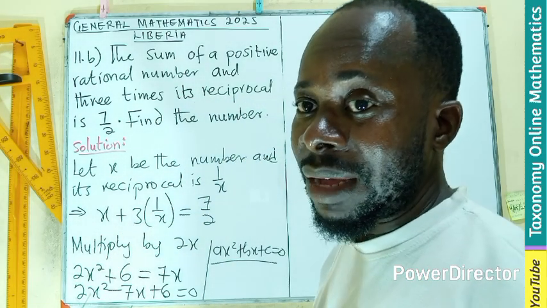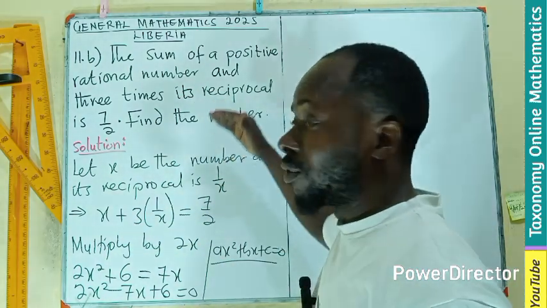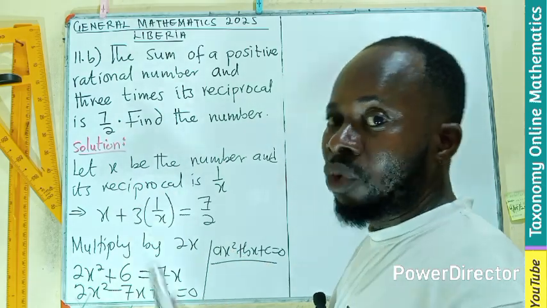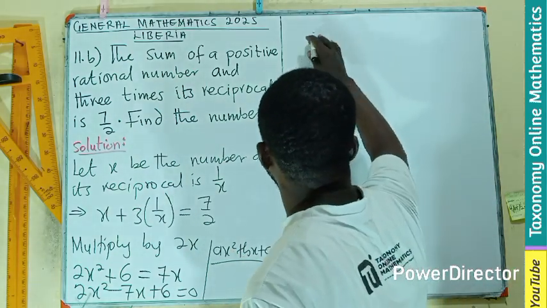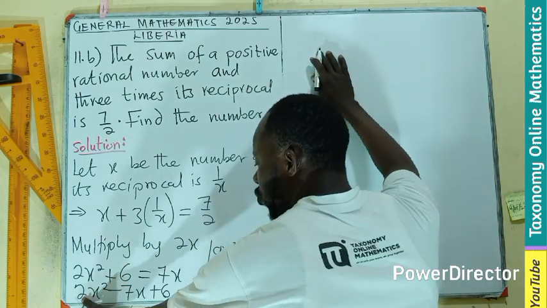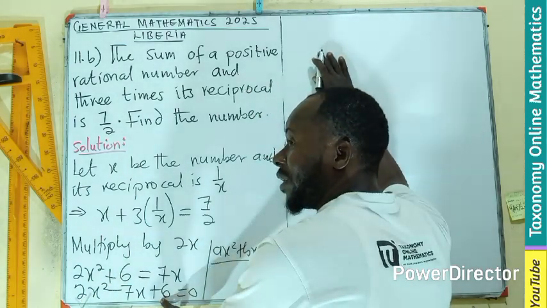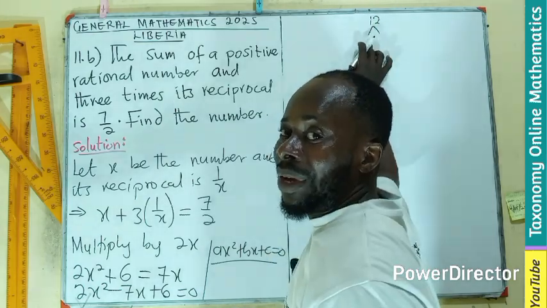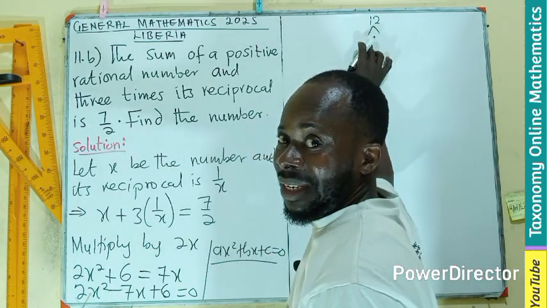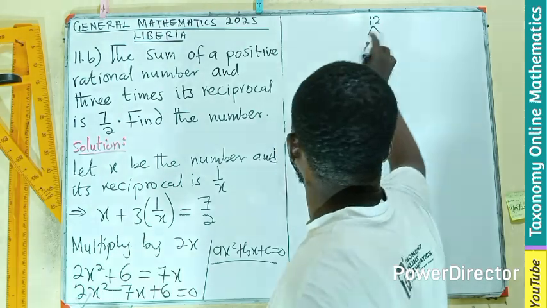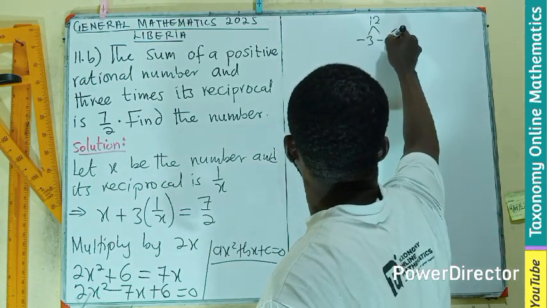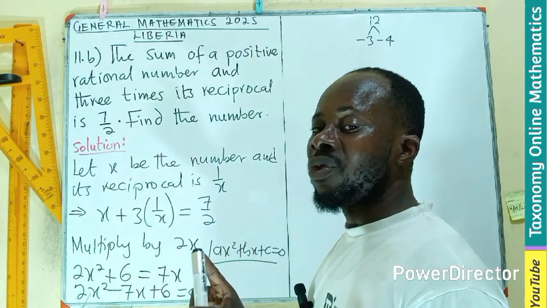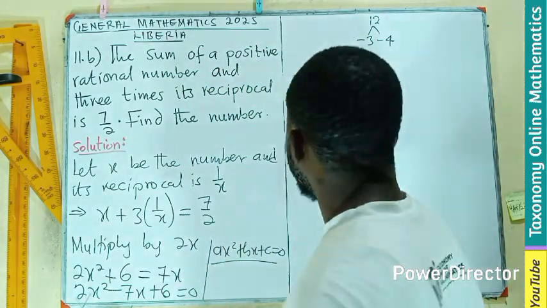Remember the short method that we normally use when we are solving a question that arrives at a quadratic equation. I'm not going through all the processes. I only need to know that 2 times 6 will give me 12. So I need factors of 12. When I add, I will get negative 7. But when I multiply, I get a positive answer, meaning they will all have to be negative. So there will be negative 4, negative 3. By multiplication, I get 12. By addition, I get minus 7.